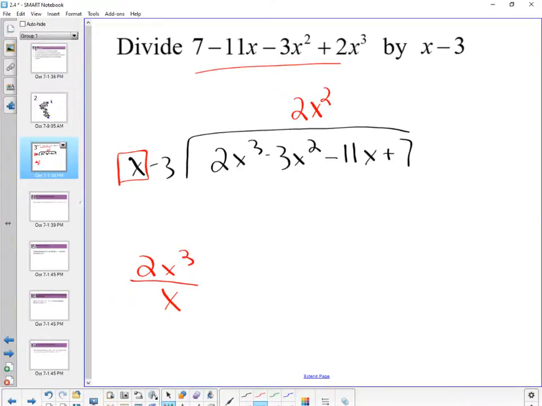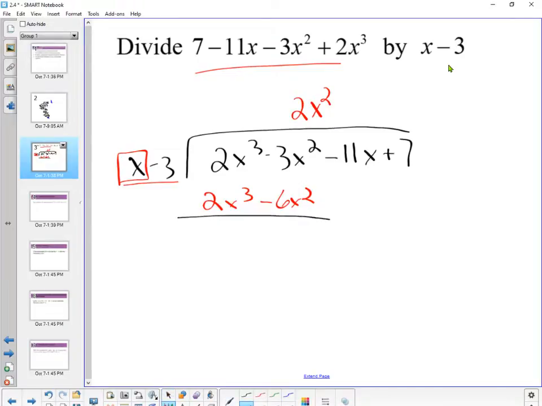So I have that. Now when I multiply out, I'm going to multiply by the whole thing. So 2x squared times x is going to give me 2x to the third, and then I'm going to get negative 6x squared, yeah? Then I'm going to subtract the values. 2x to the third minus 2x to the third is gone. I've got negative 3x squared plus 6x squared, which will give me 3x squared. And then I'm going to bring everything else down that I have left over here, and then I'm going to start that process all over again.